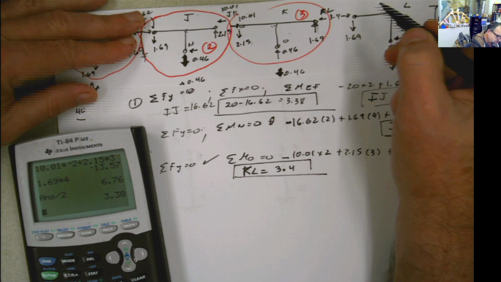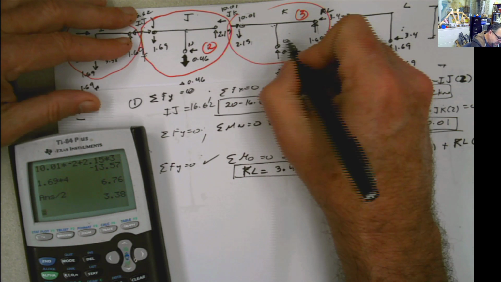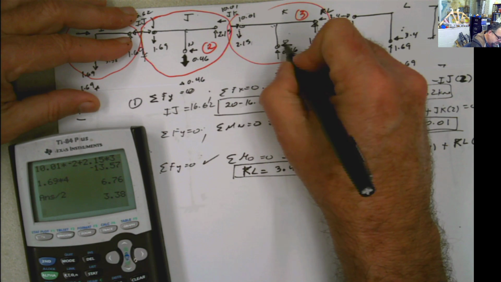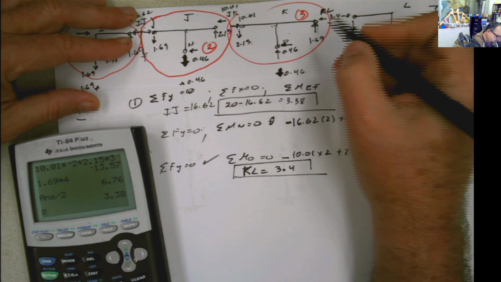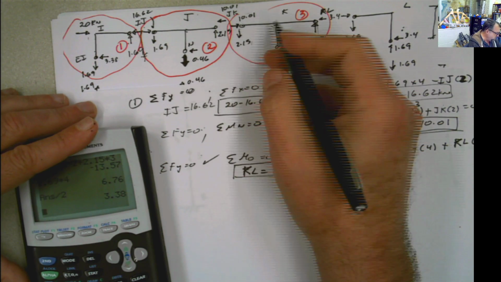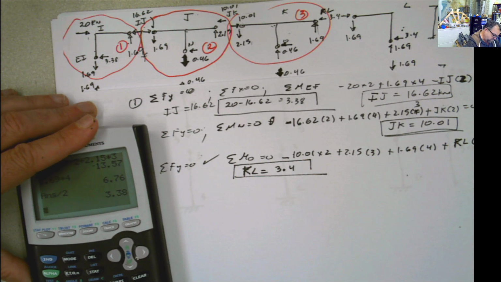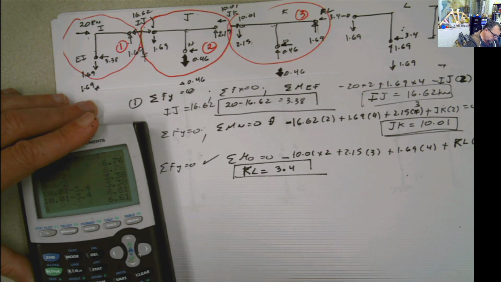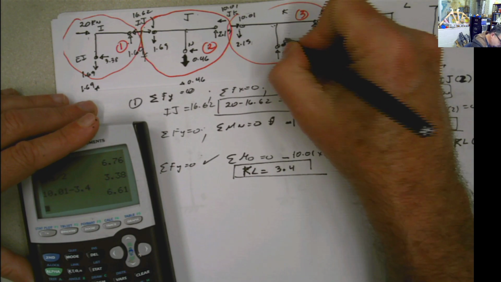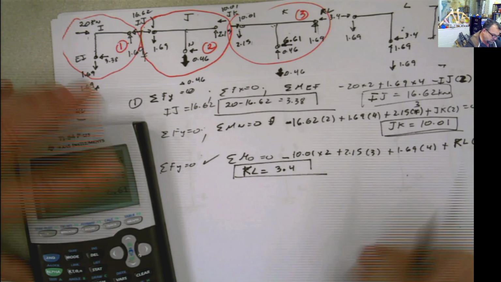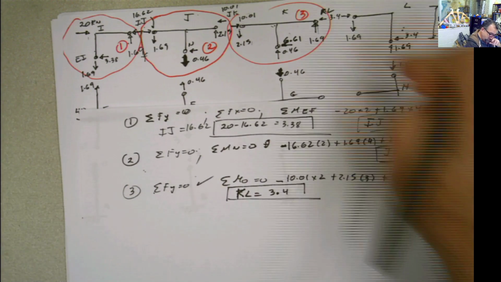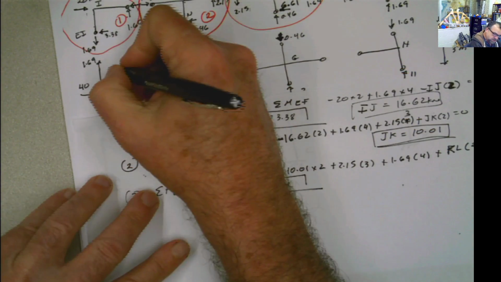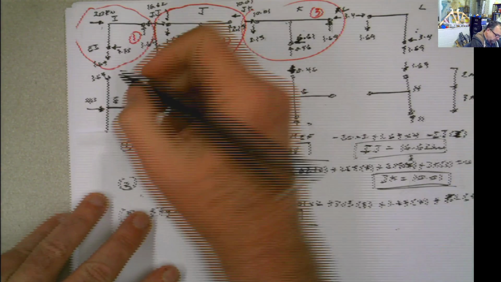We can do summation of forces in X, and I'm going to need an extra force going in this way, which is going to be 10.01 minus 3.4, and that's 6.61. There you go. Now we are basically done at the top level. Now we transfer the forces to this part, and we keep going.